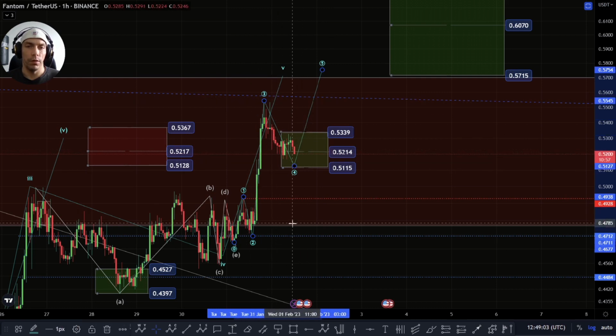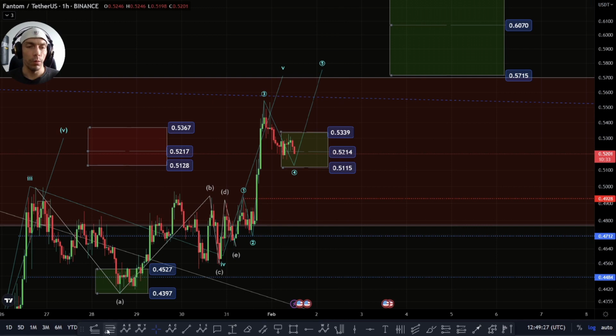If we start to break down deeper here, we can argue that this is actually completed, and it is possible that I'm looking at this slightly wrong and that the D was here and the E was here, and then this was actually a 1, 2, 3, 4, 5 and actually complete here, and we're going to look to break down. So whether we manage to hold this zone is going to be important. So this zone is this 5339 to this 5115.